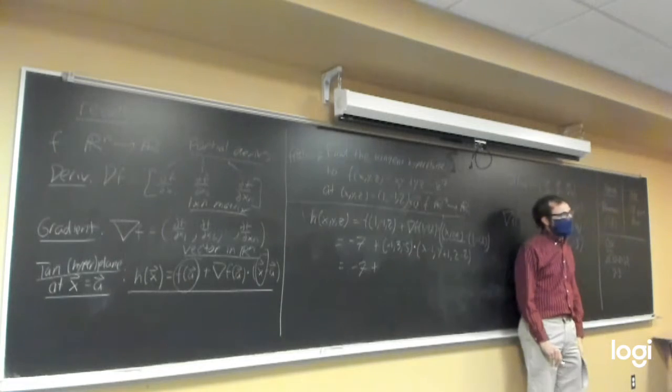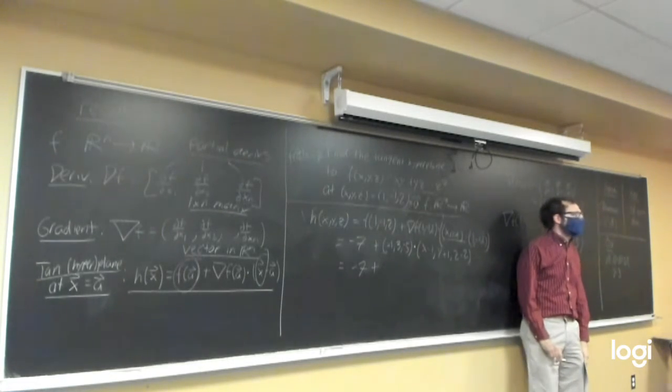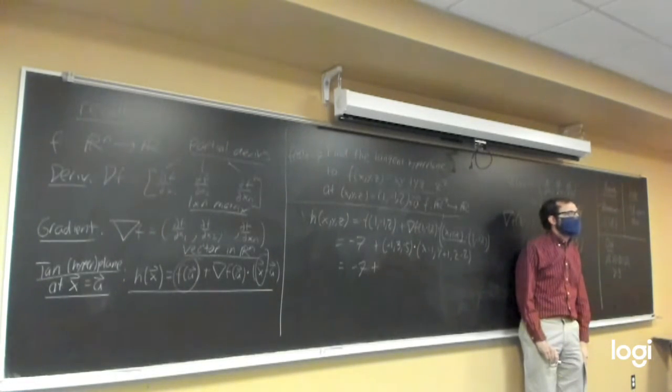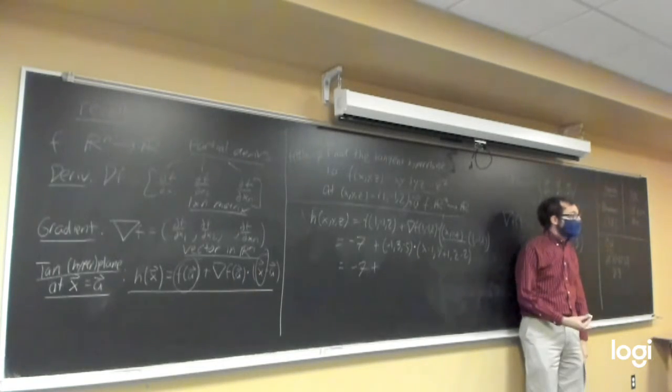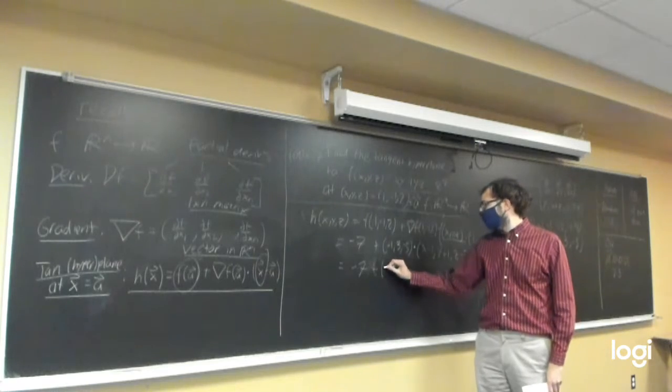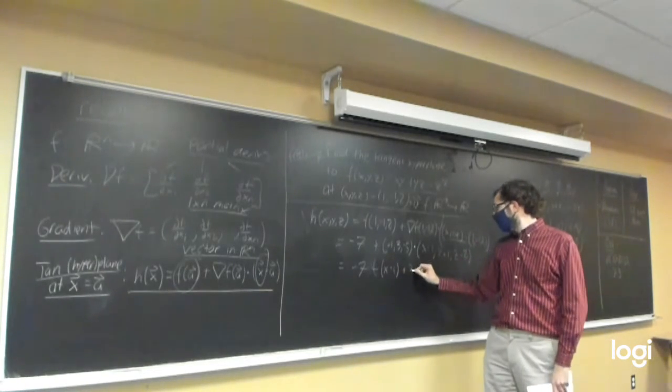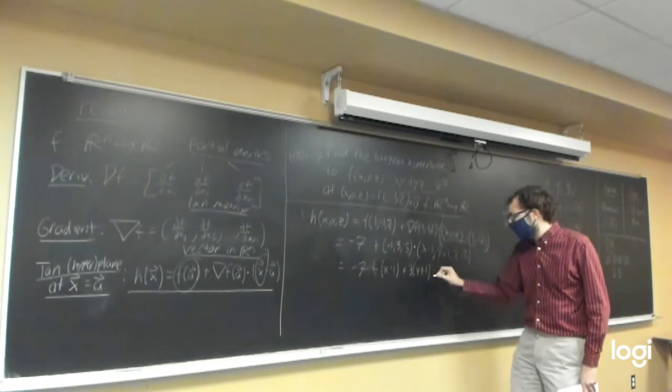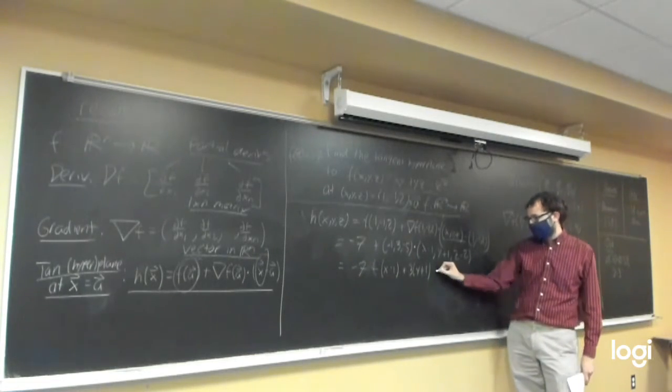So what would we get if we evaluated this dot product here? Negative x plus 1 plus 3y plus 3, you're going ahead and multiplying it out, minus 5z plus 10.